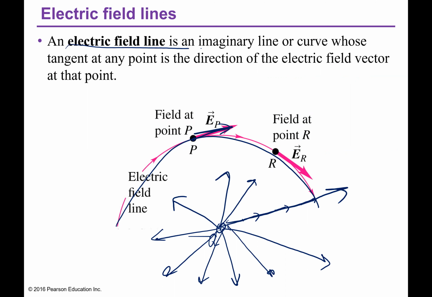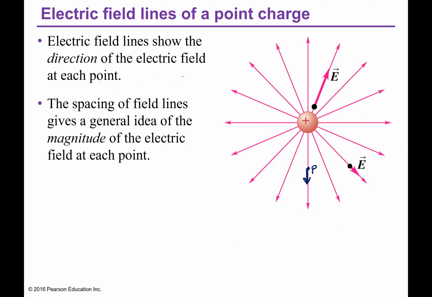So electric field lines are an imaginary line or a curve whose tangent at any point is the direction of the electric field. That means, more or less, we are simplifying. So let's say if I'm doing tangent to that line, here's the electric field. And that's what I have. But electric field lines give us an easy way of looking at the overall electric field around this source charge.